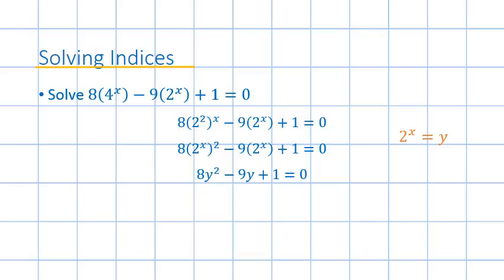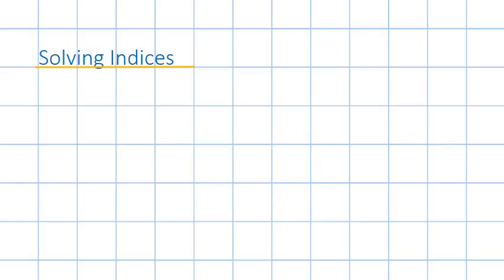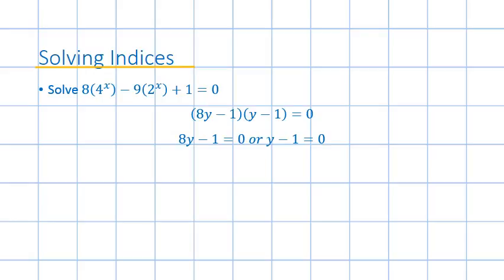Now that looks like a quadratic, so I can factorise it. I'm going to need 8y minus 1 times y minus 1. I can tell that because I have plus 1, so I need 2 negatives to make the minus 9, and then I can try either 4 and 2 or 8 and 1. Obviously I need a 9, so it'll be 8 and 1. So now I have either 8y minus 1 equals 0 or y minus 1 equals 0. So y is equal to an eighth or y is equal to 1.